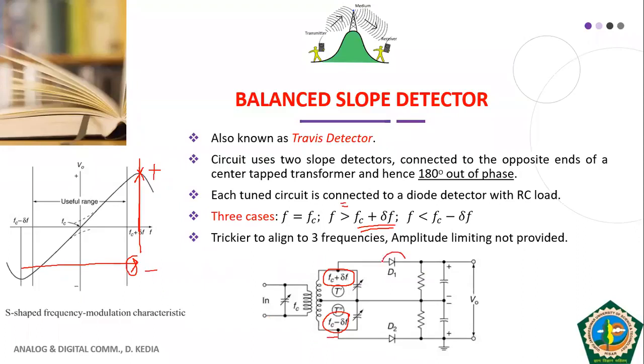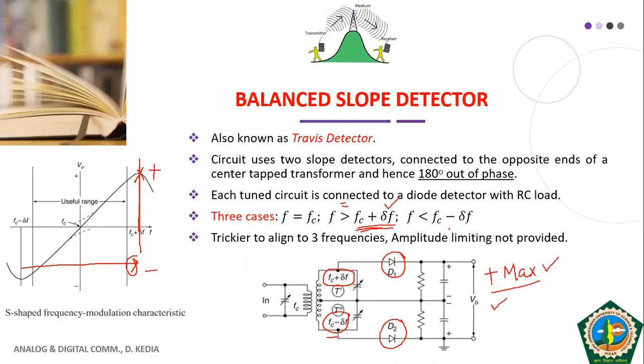So diode D1 will give us maximum output when my incoming signal frequency is equal to fc plus delta f, and diode D2 will give me minimum. So what will be the output? The output will be the net positive maximum. Okay, so what does it mean? When my input signal frequency is maximum, at fc plus delta f, then my amplitude is also maximum.